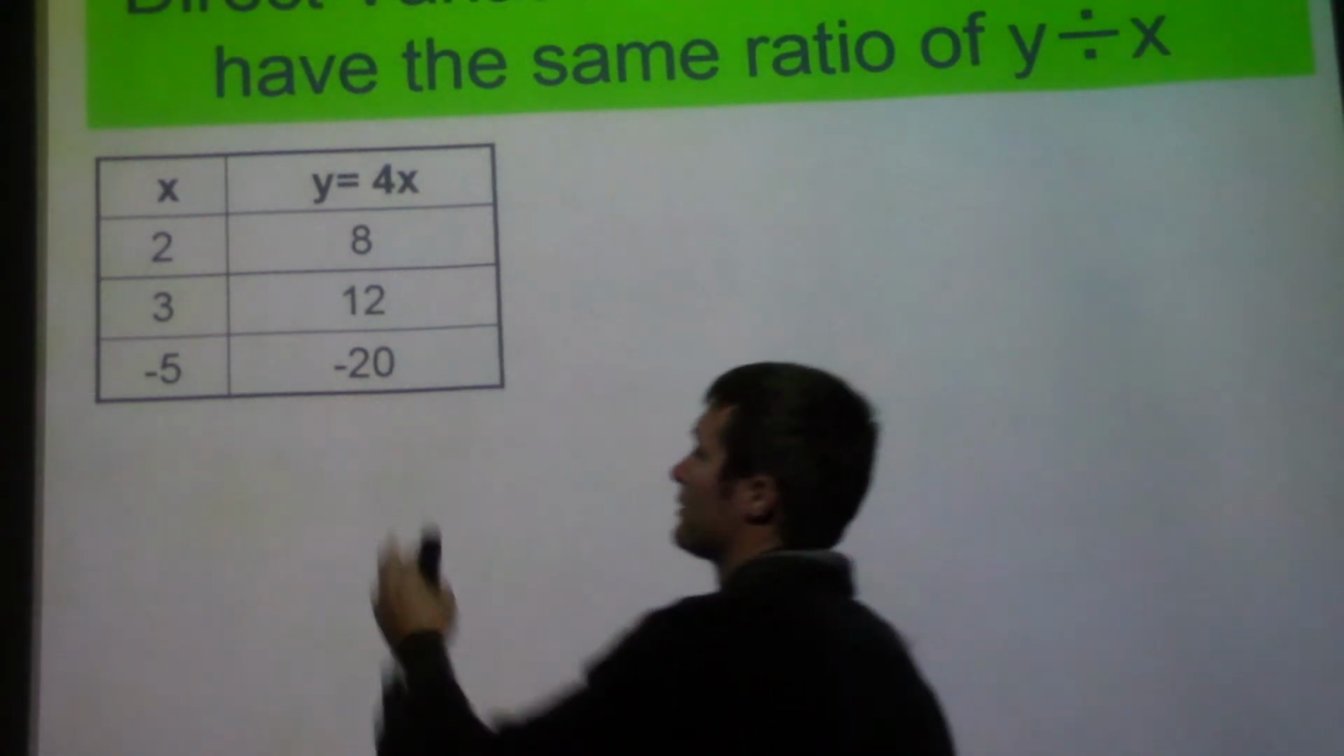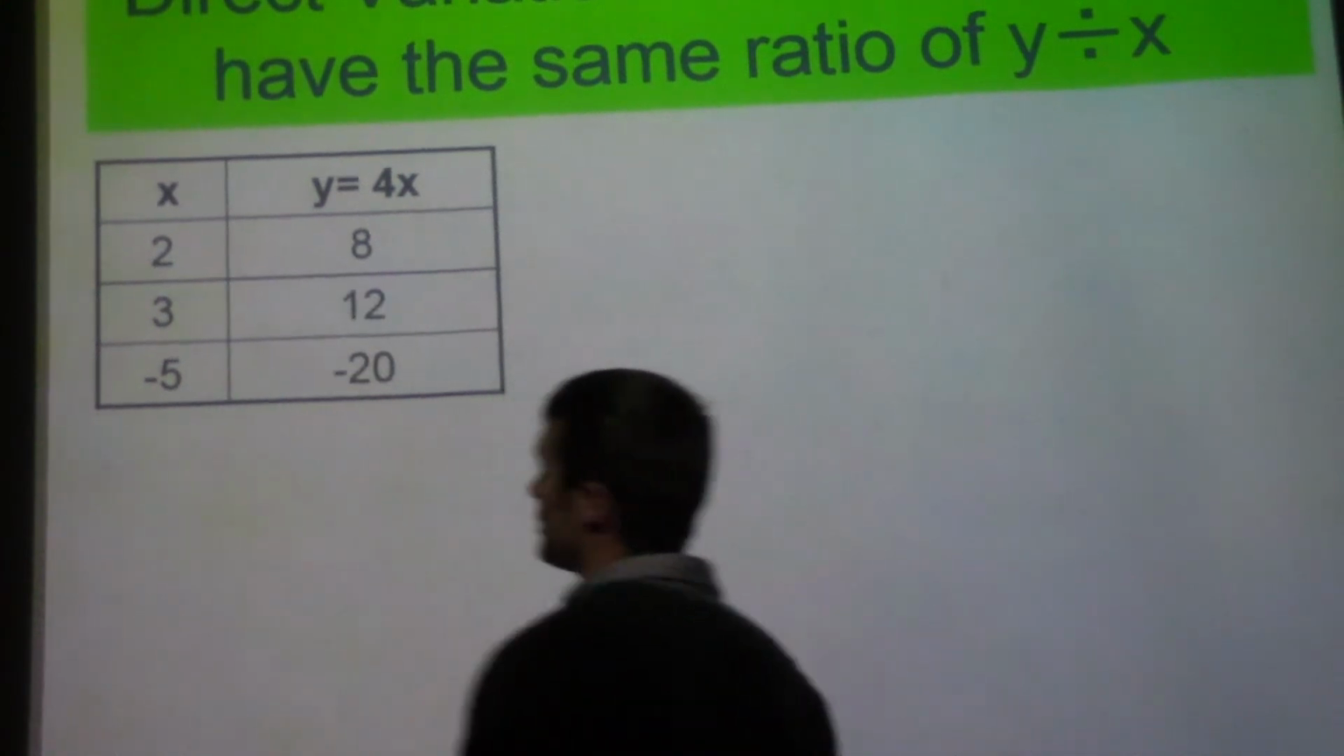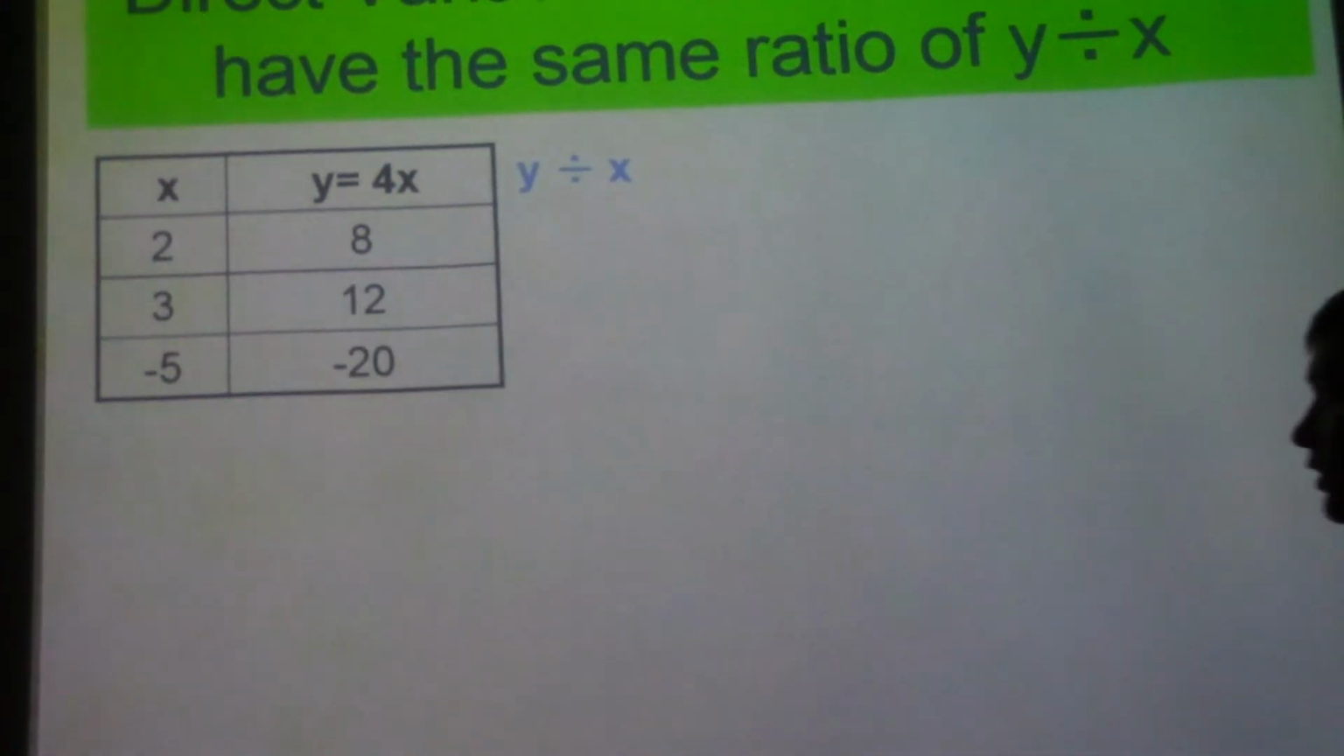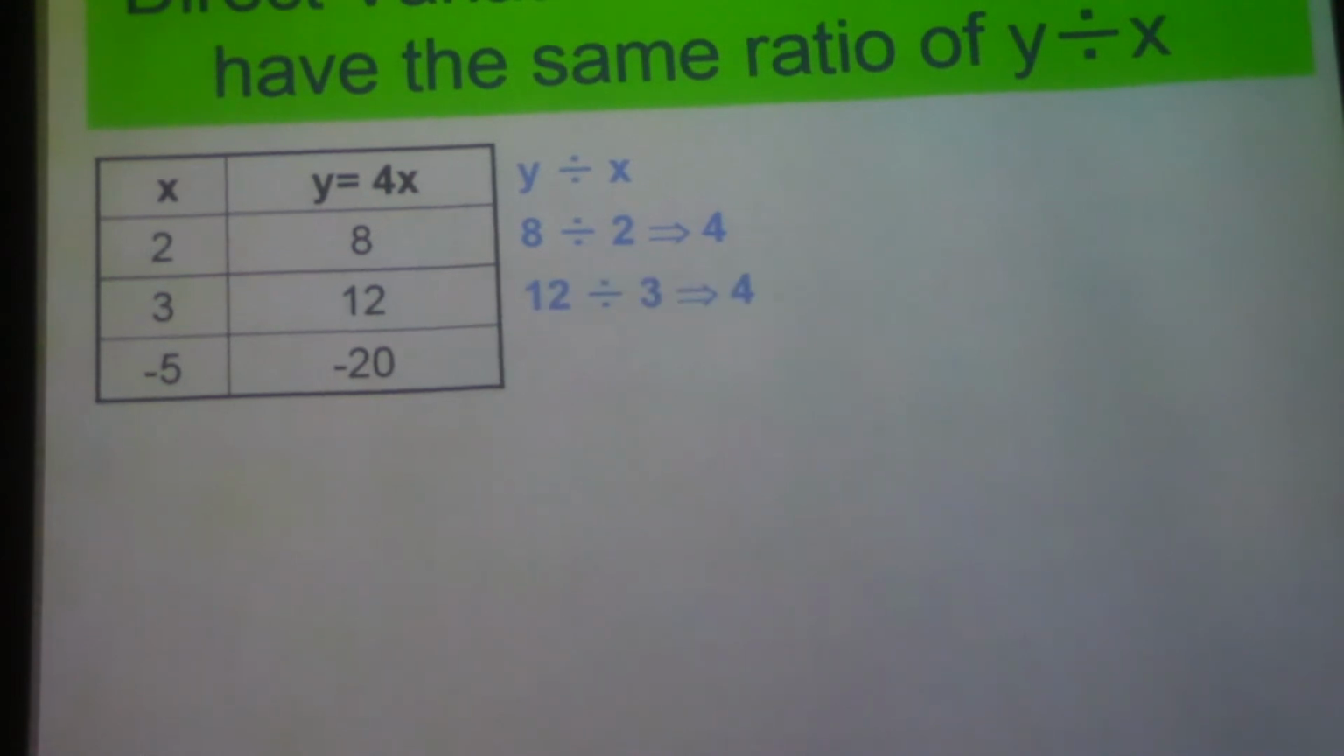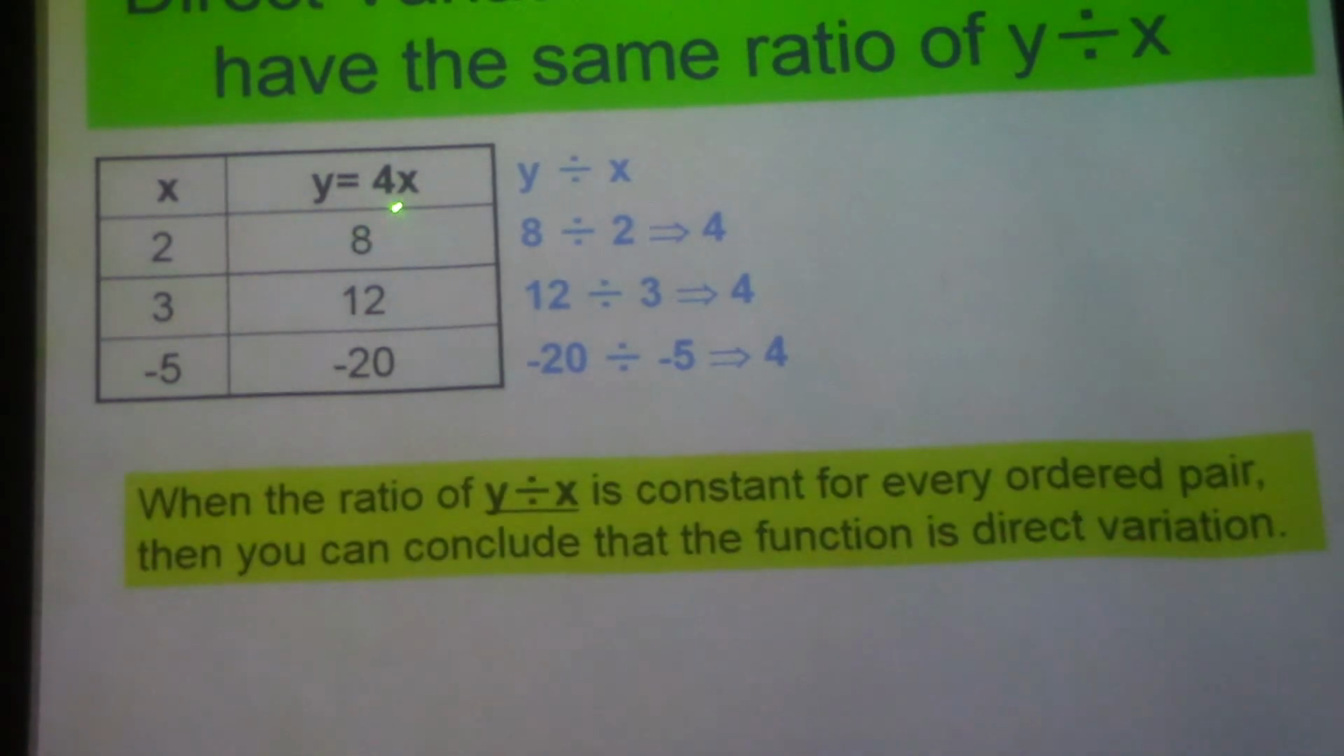To determine if it's a direct variation or not, divide y by x, and we should get the same constant every time. So 8 divided by 2 is 4, 12 divided by 3 is 4, negative 20 divided by negative 5 is 4. So it's a direct variation, and our equation is y equals 4 times x.